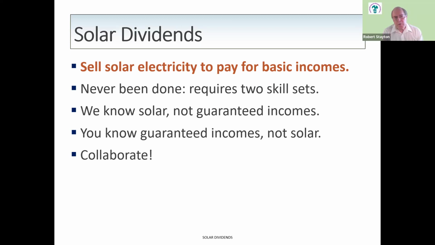As far as we know, this has never been done, probably because it requires 2 different skill sets. For example, our organization knows community solar, but we have no experience with managing guaranteed incomes. You have experience in guaranteed incomes, but have probably not considered using solar energy to pay for them. So we're looking to collaborate, to bring our strengths together into a partnership to create a sustainable guaranteed income program.